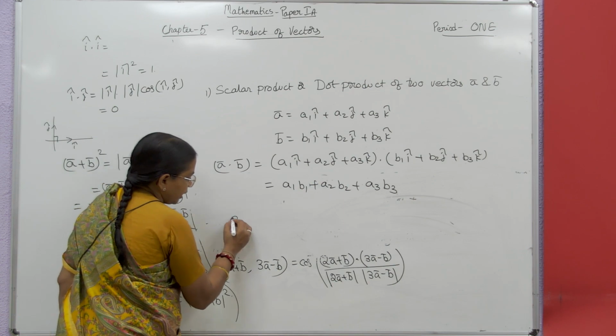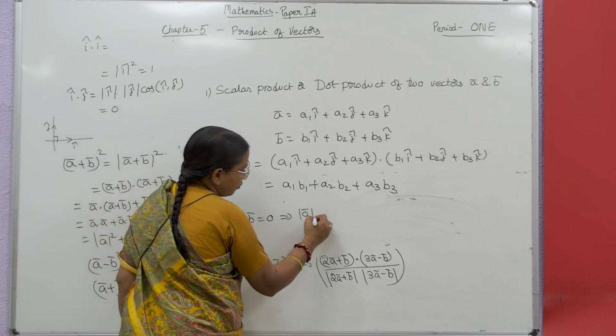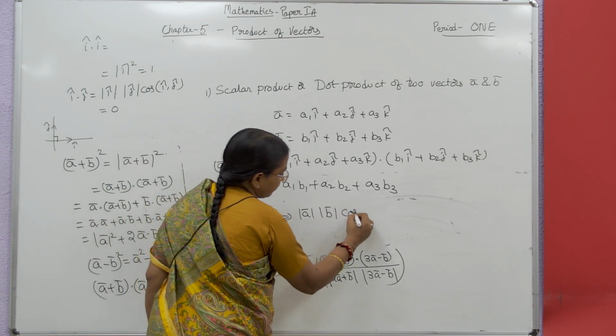Now suppose that A dot B is 0. A dot B is 0 means mod A mod B cos of angle between A and B is 0.